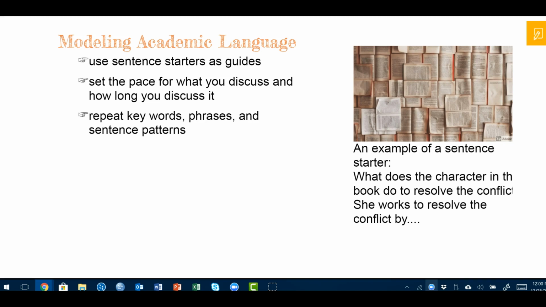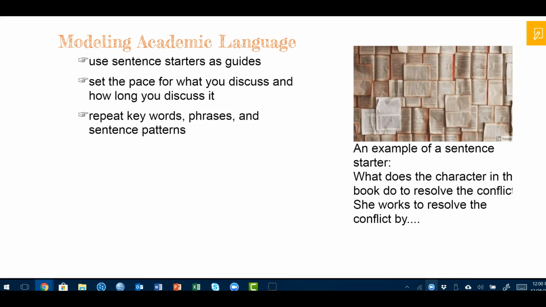The other thing is setting the pace. Decide what it is that you're going to discuss here, right? So in the sentence starter example, I've set the tone. We're going to talk about a particular character in a particular book, and we're going to talk about the conflict and specifically how the character tried to resolve that conflict, okay? So I'm setting the tone for what we're going to discuss, and also I'm going to set the tone for how long we're going to discuss it.